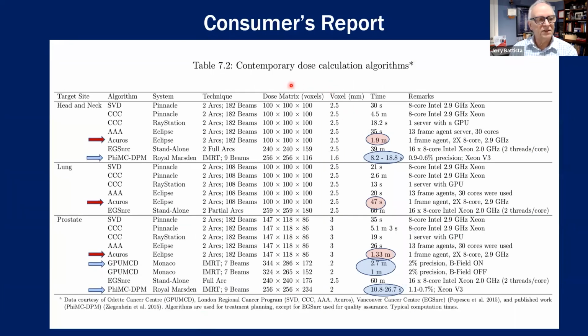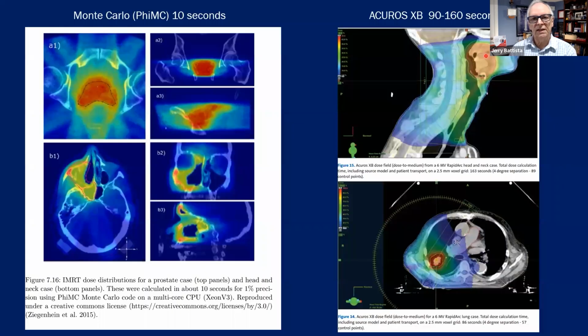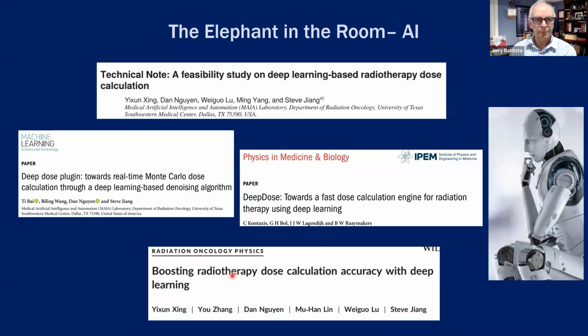Here's a summary of contemporary algorithms doing different clinical cases. Again, it's for your reference, and I only want to show that you can get these results within minutes, sometimes even less than a minute. And so these methods are not completely out of the clinical realm. Here are examples of Monte Carlo results and of Acuros results, again, with reasonable times.